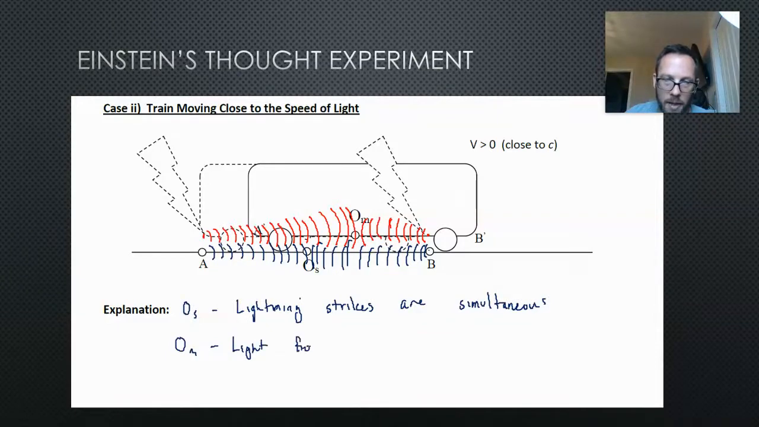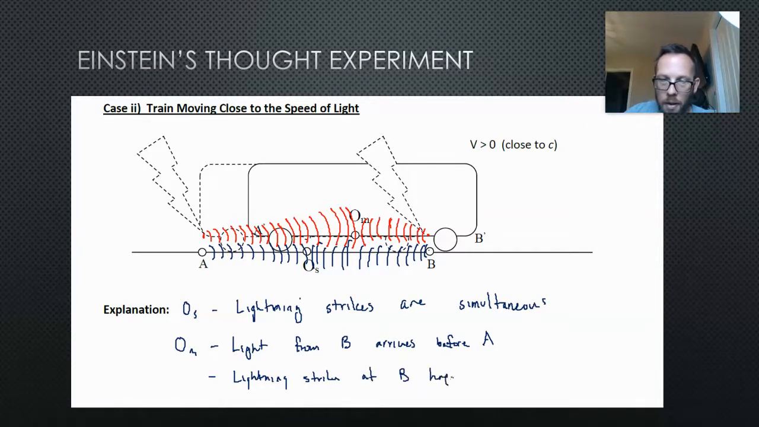So the light from B arrives before A. And so his conclusion is that the lightning strike at B happens first. And who is right?